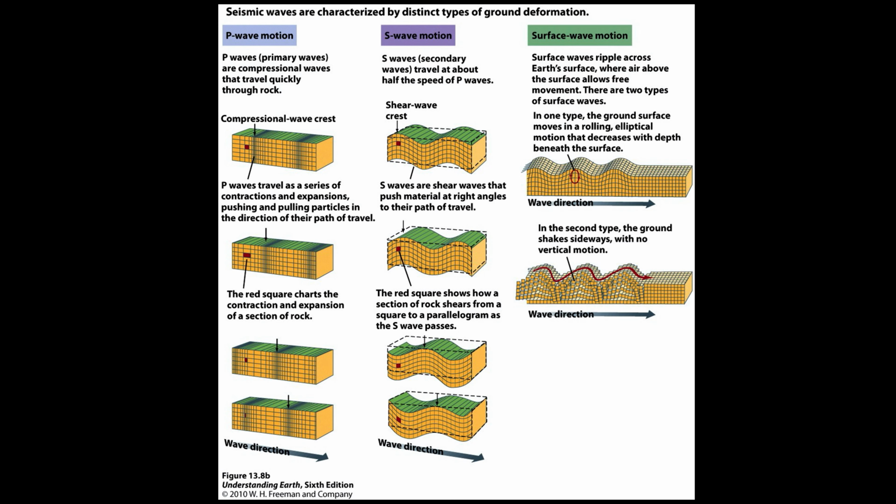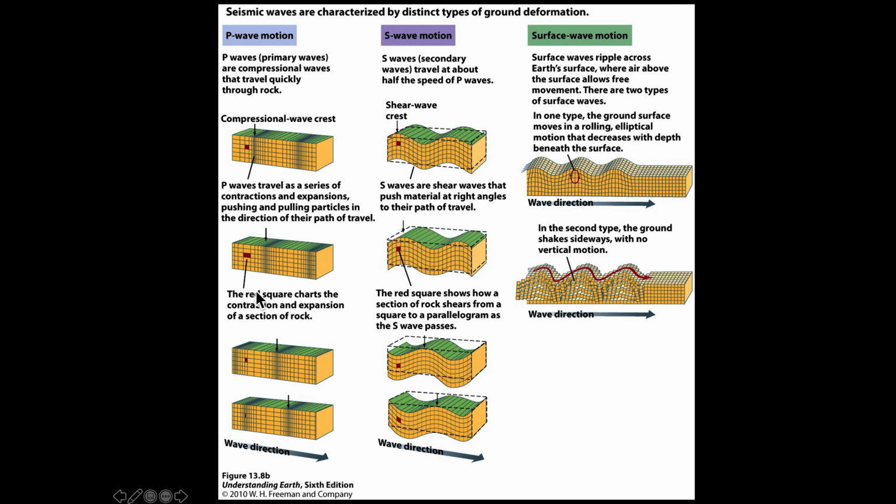When we look at these things in 3 dimensions, we can see the P wave motion here. P waves, again, primary waves, are compressional waves that travel quickly through rock. So this is like banging on a surface with a hammer. That hammer strikes the surface, and that compressional wave is going to travel through that material. So the P waves are going to travel as a series of contractions and expansions. They're going to push and pull particles in the direction of their path of travel.